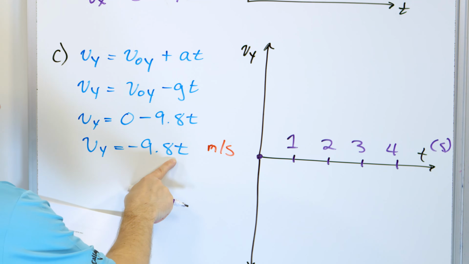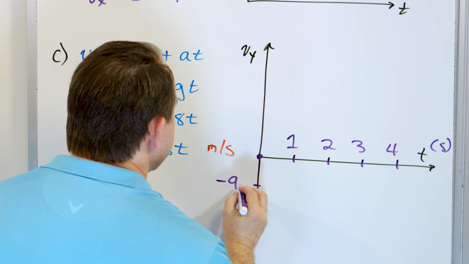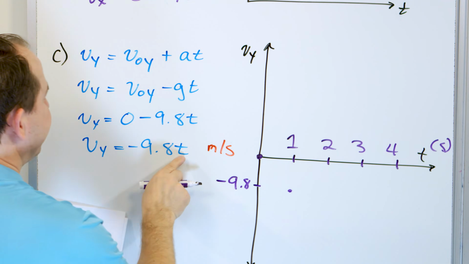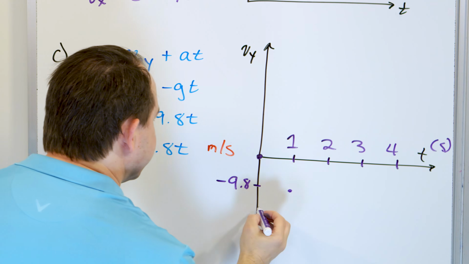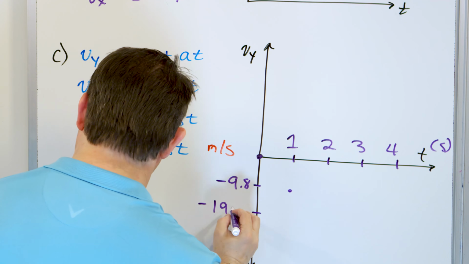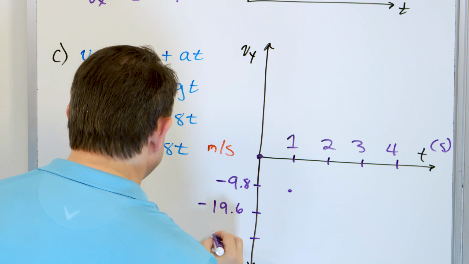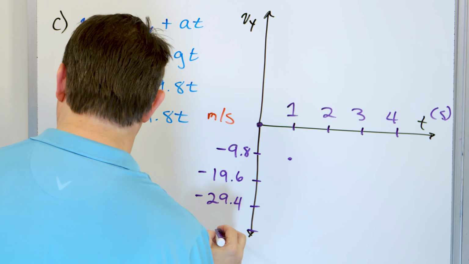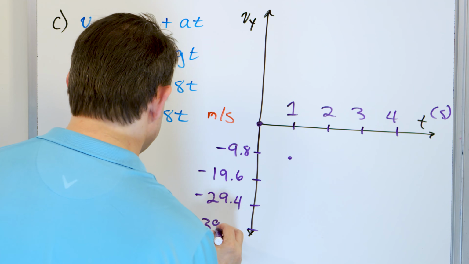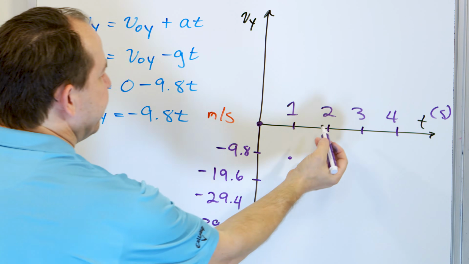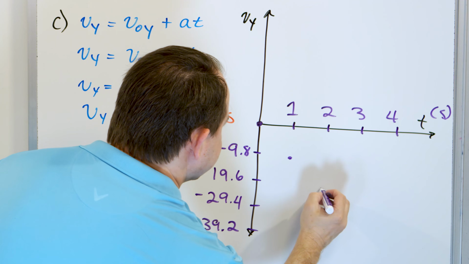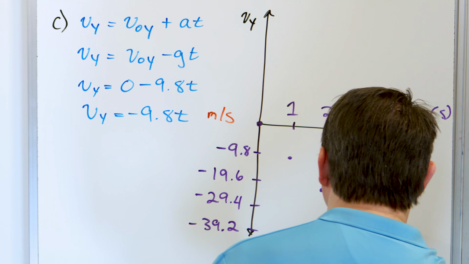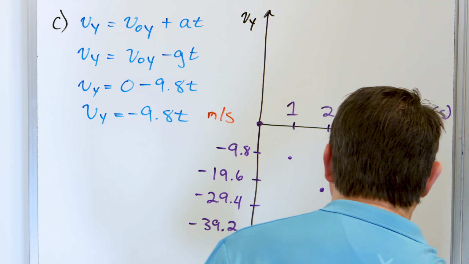So after 1 second, you're at negative 9.8 meters per second down. So you put a dot like right there. After 2 seconds, 2 times this is negative 19.6. 3 seconds, you're at negative 29.4. And 4 seconds down here, you're at negative 39.2. So at 2 seconds, you're down here at 2 times 9.8. At 3 seconds, let me get in front of it here, you're somewhere over here. And at 4 seconds, you're over here.